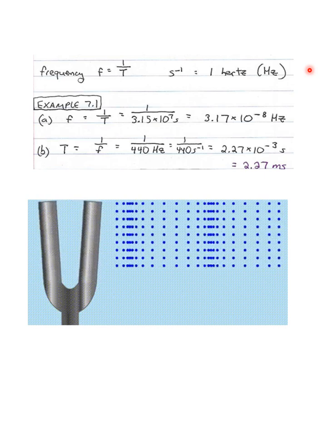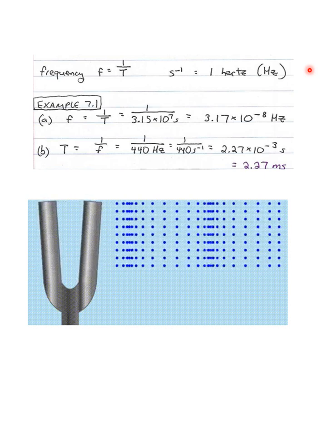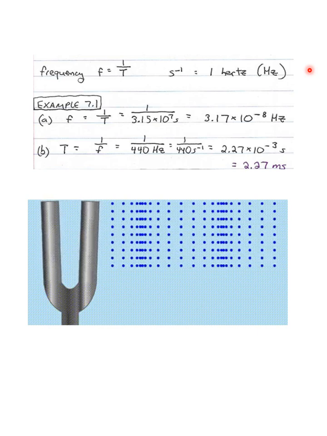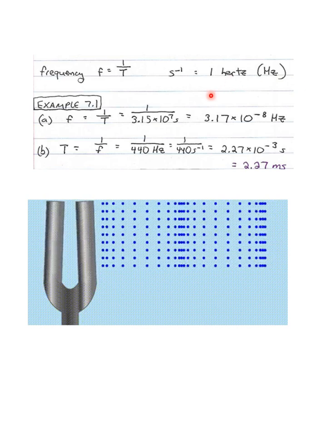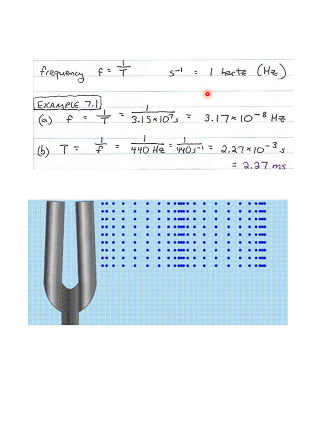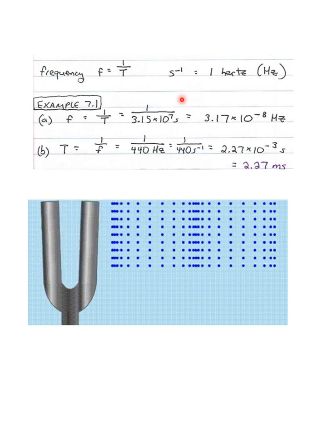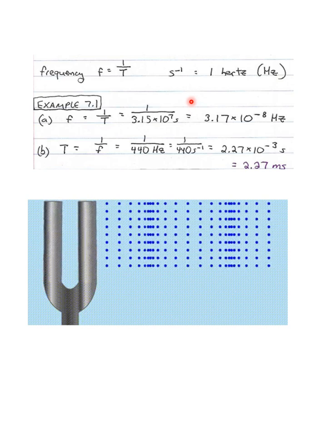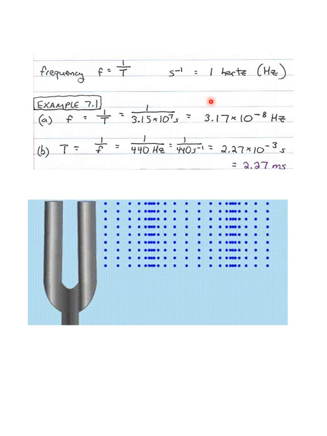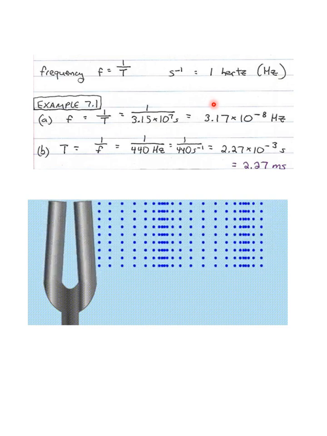And then part B says a tuning fork set to concert A vibrates at 440 hertz. What is the period of its motion? So for question A, we're given the period, we want to find frequency. As long as we have MKS units, so make sure it's in seconds, then it should be okay. So frequency is 1 over the number of seconds in a year, 3.15 times 10 to the 7th. So we get a frequency for the Earth going around the Sun of 3.17 times 10 to the -8 hertz.